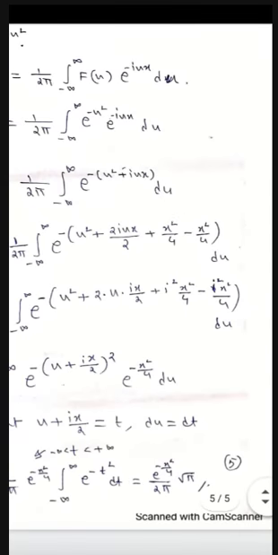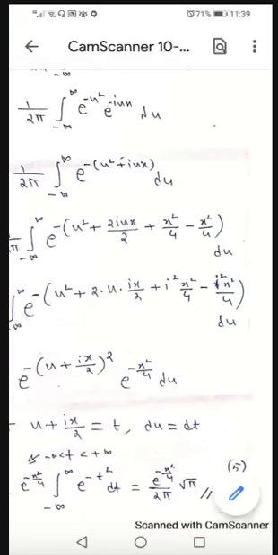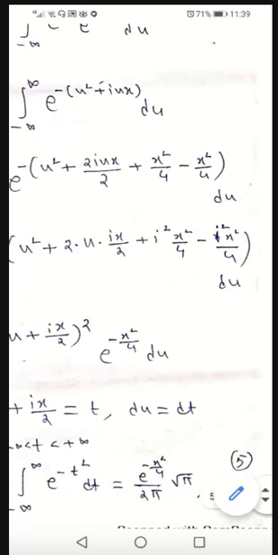So that here it is in the form of a square plus 2ab plus b square, the first three terms. So you can write u plus ix whole square. The remaining is minus i square x square by 4. Outside, one more minus sign is there, so minus into minus gives plus i square x square by 4.